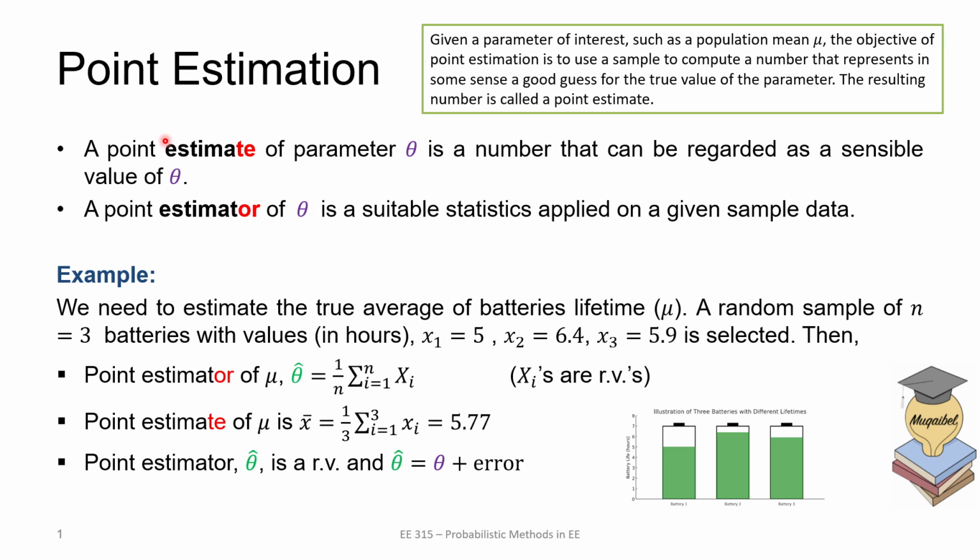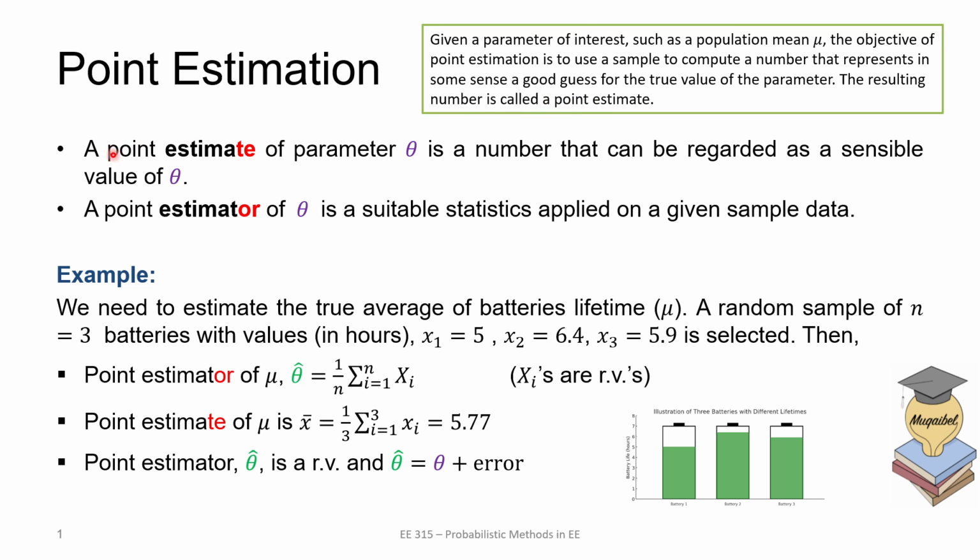All right, so point estimation. What's the meaning of point estimation? Given a parameter of interest, like the population mean, the objective of point estimation is to use a sample to compute the number that represents, in some sense, a good guess of the true value of the parameter. So we would like to guess, in this example, the point estimation for the mean. The resulting number is called a point estimate.